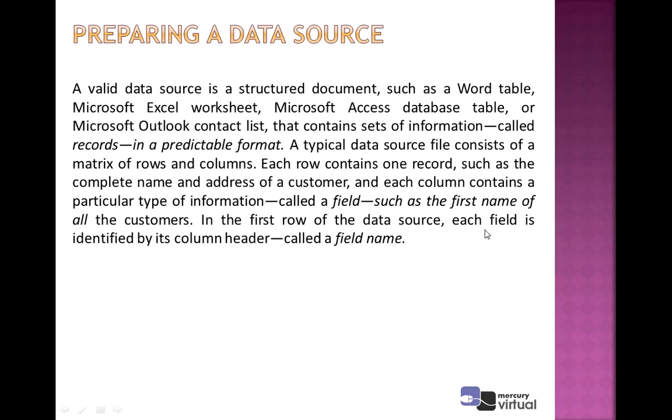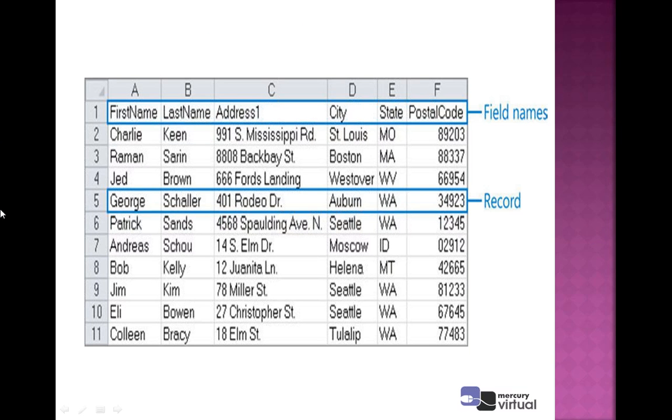In the first row of the data source, each field is identified by its column header. For example, there are many rows, but the first row is the column specified like name, age, roll number, marks, known as the field name. These are the rows and columns. These are the field names like first name, last name, address, city, state, postal code. This is a field name, and the record is a proper record about George. That is the George first name, last name, address, city, state, as well as the postal code.